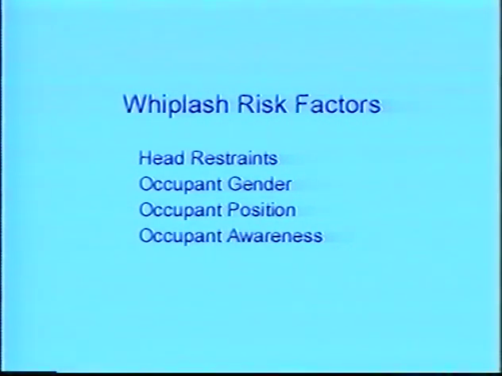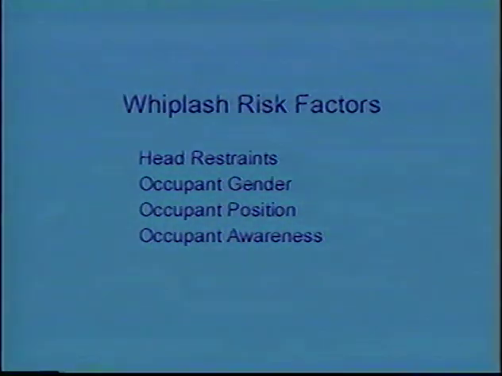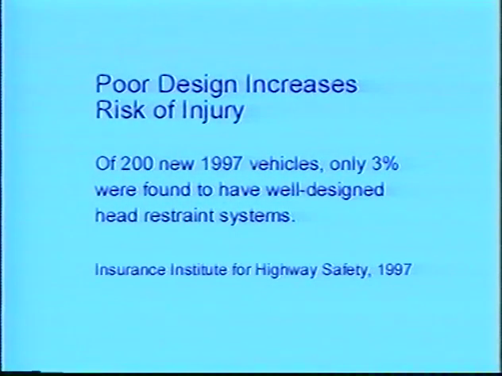Head restraints are probably the easiest way to prevent injuries from rear-end car crashes. Unfortunately, many people are injured each year because of an inadequate or improperly adjusted head restraint. In 1997, the Insurance Institute for Highway Safety studied 200 different new vehicles and reported that only 3% were found to merit a good rating. More than half of the head restraints in these new cars were graded poor at protecting occupants from injury in rear-end collision.